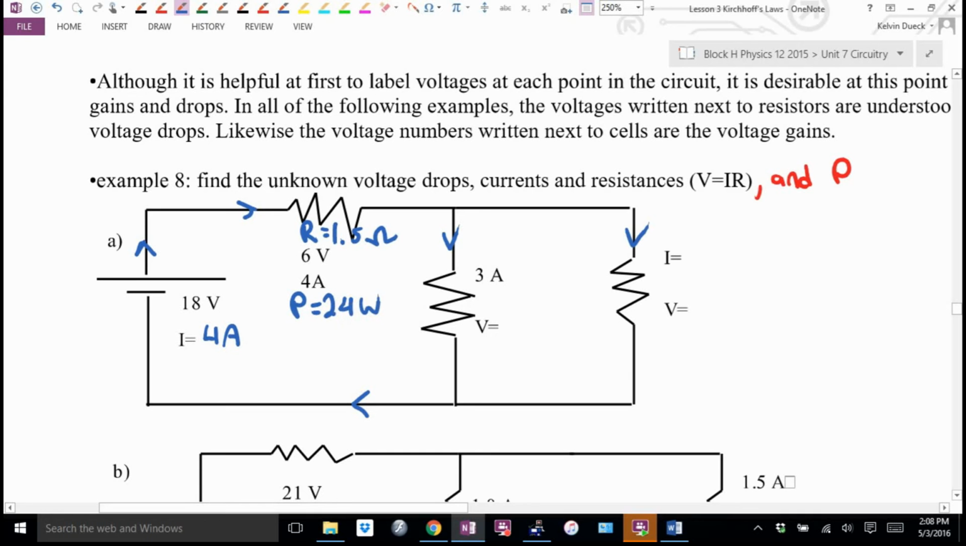Let's keep going. Ready, Manny? How many amps went this way? How many amps went this way? We filled in all the currents. I always do that first. Step 2, we go skiing.